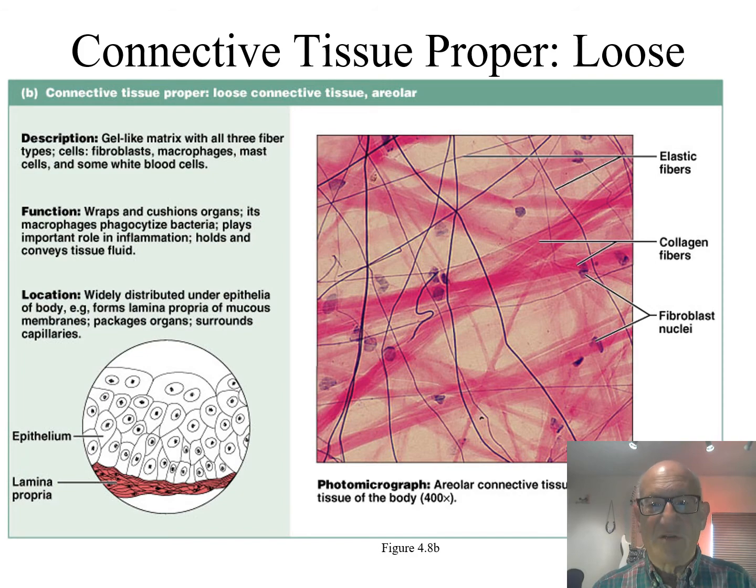And here's a microscope slide showing areolar connective tissue, which is loose connective tissue. You can see the elastic fibers up in here, the darkly colored kind of thin fibers. And you can see collagen fibers all through this area. Nice big thick collagen protein fibers.